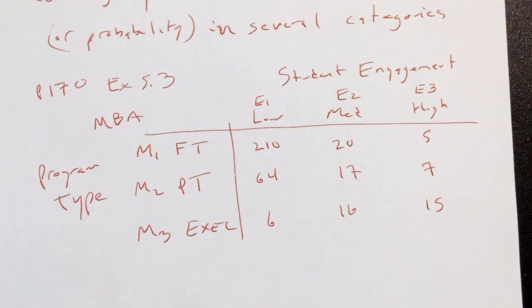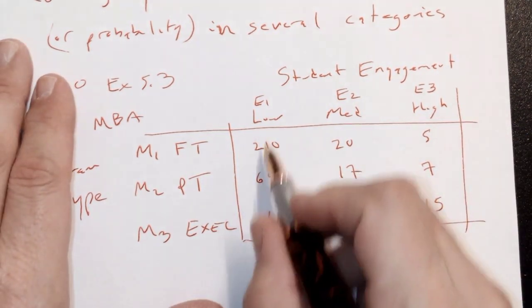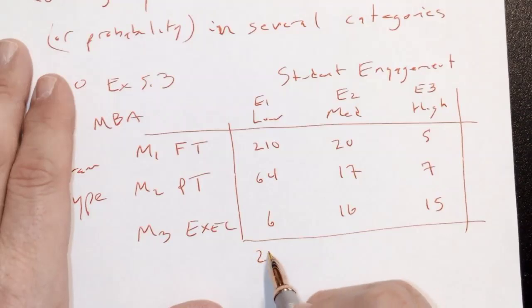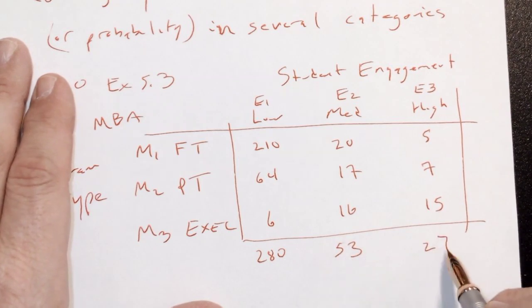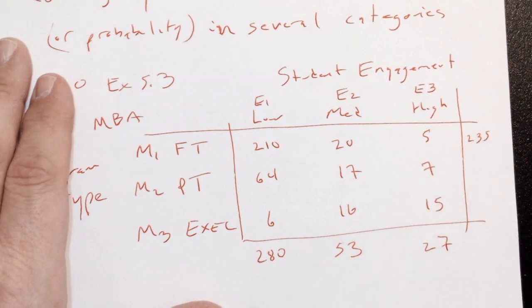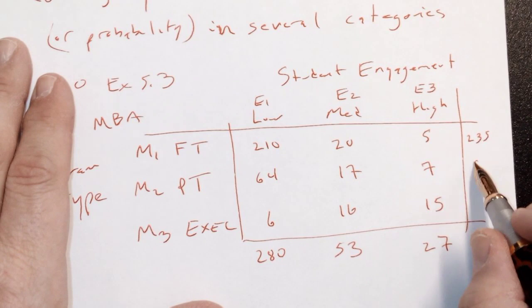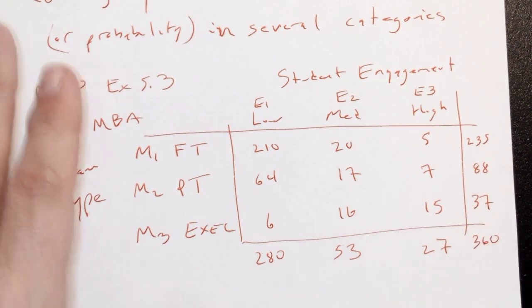Now, to make a contingency table useful, I need to sum all the rows and all the columns, and then I need to sum both of those. So we'll sum downwards. 280 students had low engagement, 53 had medium engagement, 27 had high. There are 235 students in the full-time program, 88 in the part-time, and 37 in the executive. And as I said earlier, those add up to 360.